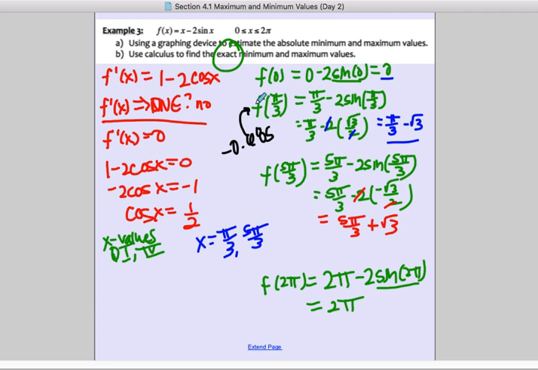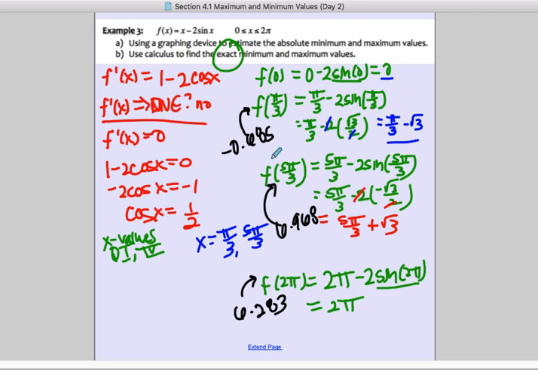Let's go ahead and do the next one. We got 5π/3 plus √3. That's going to give me 6.968 for this one. And then 2π is 6.283. So remember, we're doing absolutes, so we're looking for the biggest number and the smallest number.